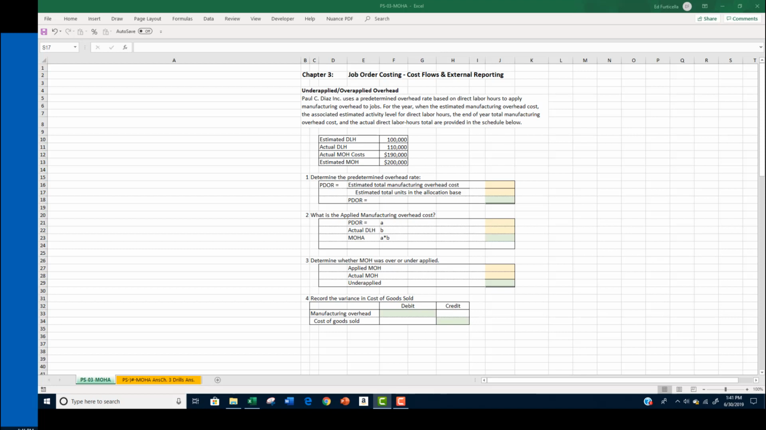Let's look at an example of an overapplied overhead case first. Paul Diaz uses a predetermined overhead rate based on direct labor hours to apply manufacturing overhead to jobs. The assumptions are that estimated direct labor hours are 100,000, actual direct labor hours are 110,000, actual manufacturing overhead costs are 190,000, and estimated manufacturing overhead costs are 200,000.